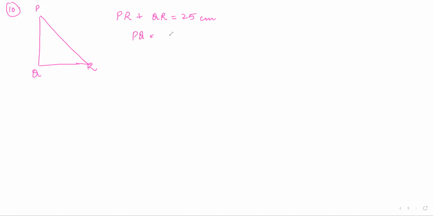And PQ is 5 centimeters. Okay, one side is given. And you have to find sine P, cos P, and tan P, right? So basically the first thing is to find all three sides of the triangle. Then we can find whatever we want. So one side, you know, that is 5 centimeters. Now, how will I find PR and QR?